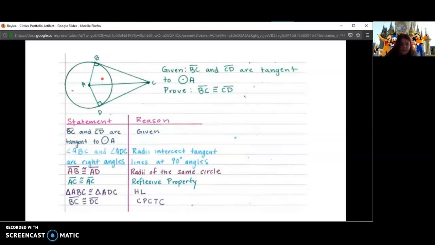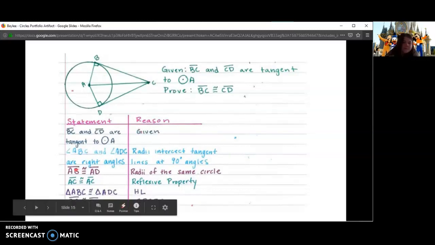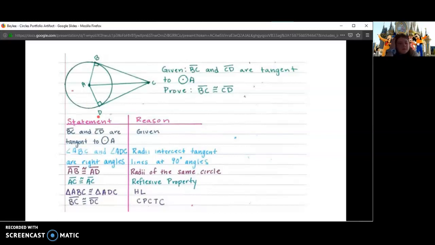And then based on what we know, we can figure out that angle ABC right here and angle ADC are right angles. And this is because of the tangent lines. We always know from the radius to the tangent line that it's always going to be a 90-degree angle. So that is our reason right there. From that, we can figure out that line AB and AD are the same because they are the radii from the exact same circle, circle A. And so anywhere you go around the circle, that length is always going to be the same.